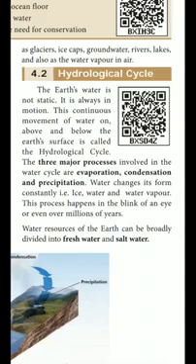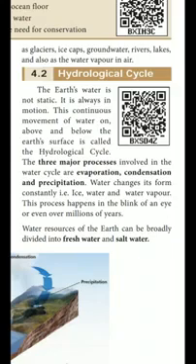Okay, students. So there is one question also. What do you mean by hydrological cycle? The continuous movement of water on, above and below the earth's surface is called the hydrological cycle. We all know that the earth's water is not a static one. It is always in movement. It is the continuous movement of water. The three major processes involved in the water cycle are evaporation, condensation and precipitation.